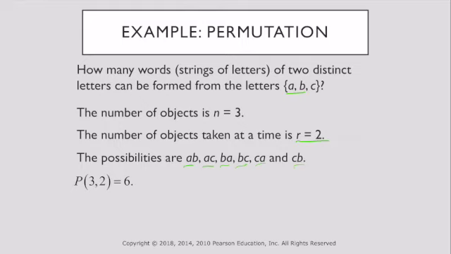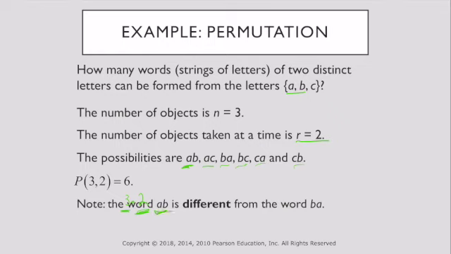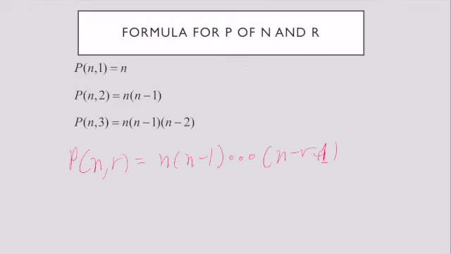And that kind of makes sense, right? 6 is 3 times 2. I had 3 choices for my first letter, and after I do that, I have 2 choices for my second letter. And in this case, AB is different from the word BA, right? So if I have n objects and I'm going to choose one of them, there's n different ways for me to do that. If I have n objects and I'm going to choose 2 of them, I have n times n minus 1 ways to do that. See how this looks kind of like a factorial?